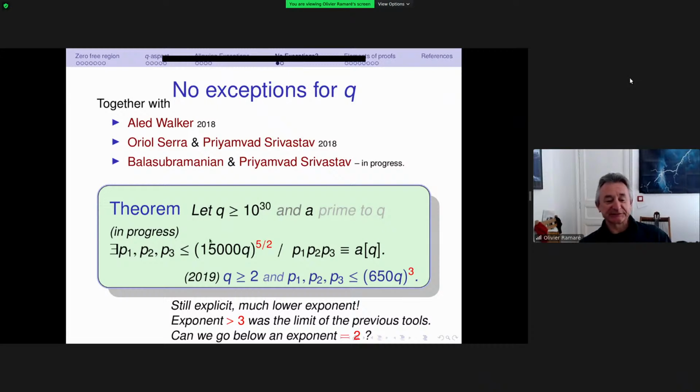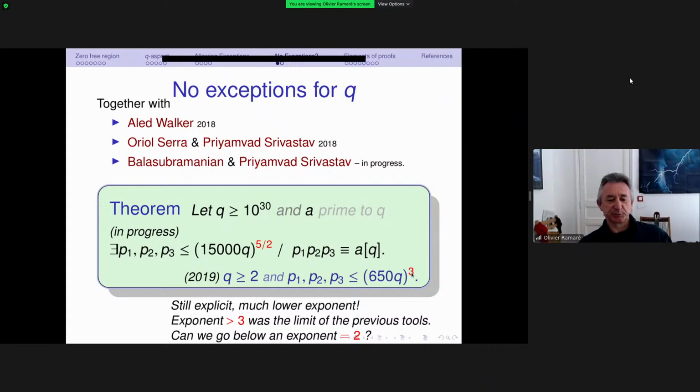Okay, so what we have in our bags just now is this theorem. Take a modulus Q larger than 10 to the 30, since we are working hard on the numerics, but the proof is difficult. We can find 3 primes, P1, P2, P3, less than Q to the 5/2, so that P1 P2 P3 is congruent to any class you want. I mean, give yourself a class, you can find P1, P2, P3 so that P1 P2 P3 is congruent to this class modulo Q. What we had with Aled was something larger than 5 as an exponent. What we had with Priyambad and Oriol was 3.